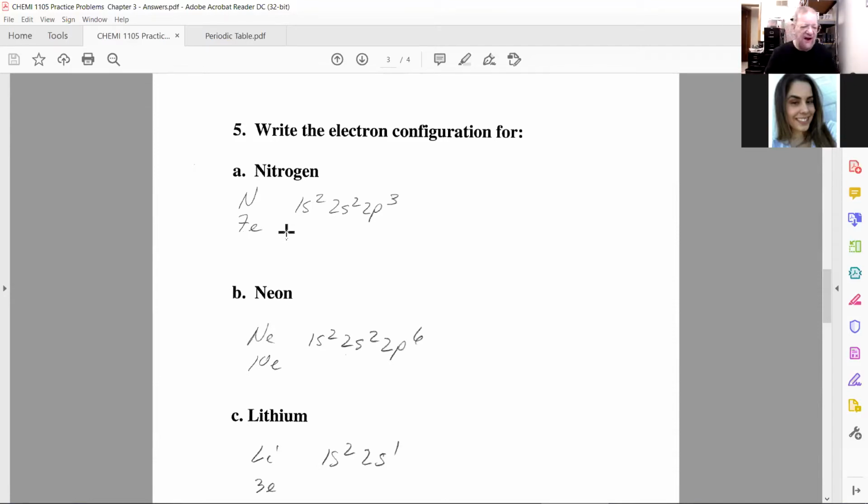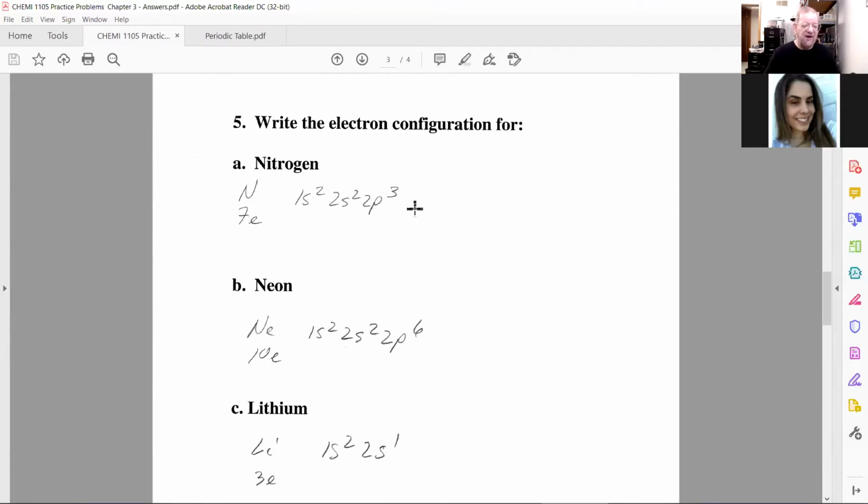So once I do that, I go to shell 2, and the first subshell in shell 2 is 2s. Remember, a subshell is a number and a letter, and in any s orbital, I can put in 2 electrons. Well, 2 plus 2 is 4. I've got to get to 7. Now, shell 2 has 2 subshells. The first one is 2s. The next one is 2p. And how many electrons can I put in any p orbital? 6, but how many do I have left? 7 minus 4 is 3. I'm done.